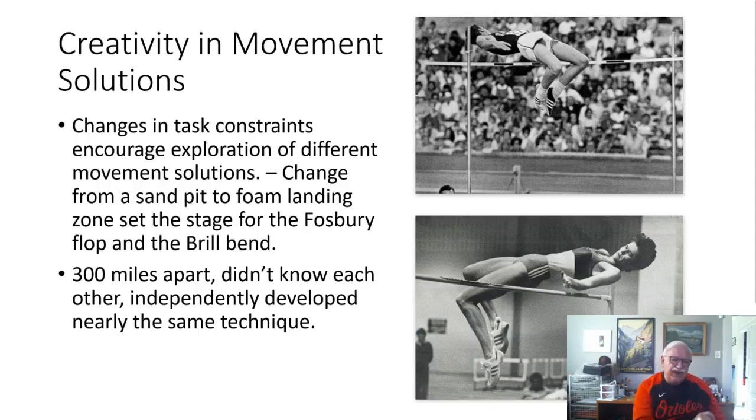What constraints changed that allowed this to happen? And it's actually not that these two people had the same aha. It was that the change in constraints made it almost 100% probable that somebody would begin to explore this. So what were they?